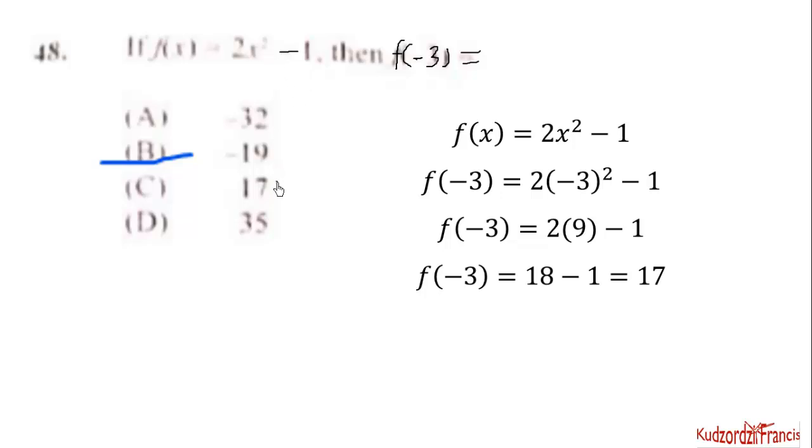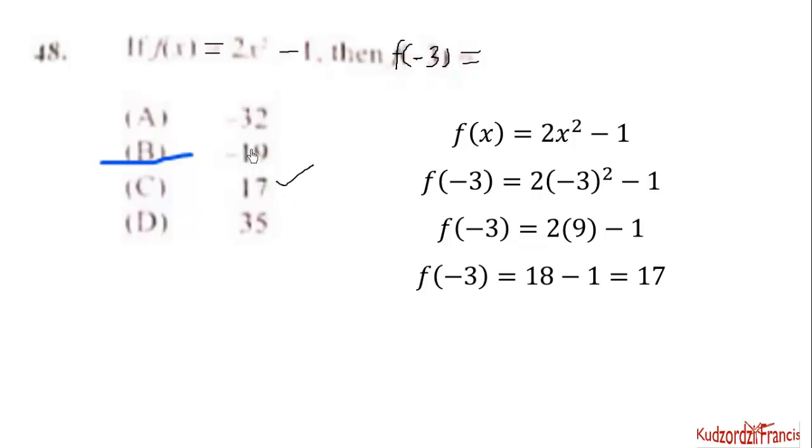It's supposed to be 17, not -19. But the function is 2x squared. The function is 2x squared minus 1. So there's no way you can get -17, -19 here. So the correct answer is C, not B.